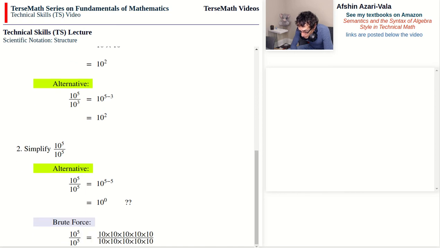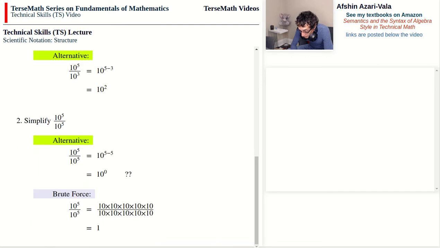Here we notice that we have 5 tens on top, 5 tens down. So all of them will cancel out. Each one will generate a 1. And when you multiply these ones and divide by the ones down, you end up with 1. So basically, now we understand what 10 to the power of 0 means.